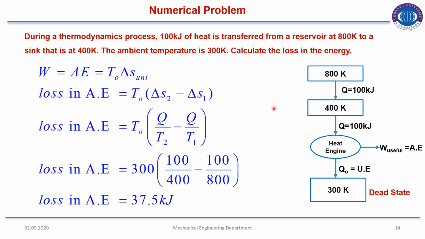So that is the same numerical, but with a different methodology. Here we have utilized the relation for the change of entropy. So now we know that the entropy change for the reservoir is Q by T. So T1 is the temperature 800 and T2 is the temperature 400. So when we plug in the values, we have the same answer as in the previous slide as well.